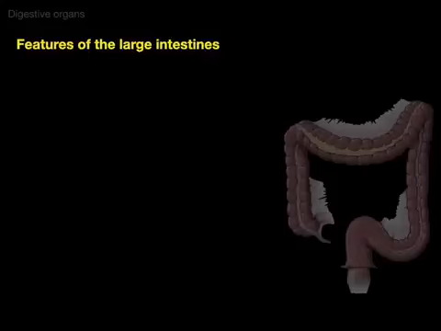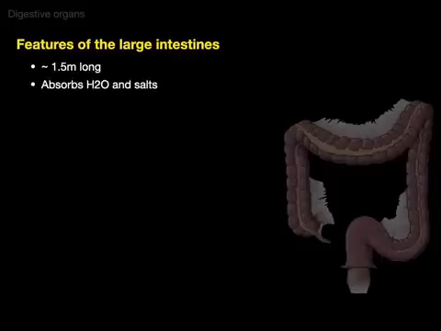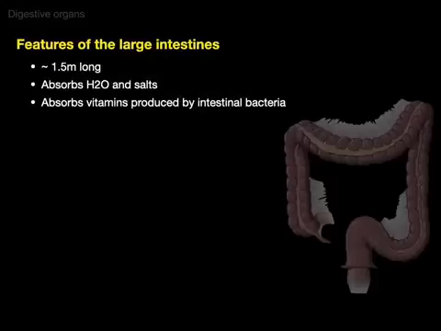What are some of the features of large intestines? Well, they're about 1.5 meters long. So they get their name because the luminal diameter is large compared to the small intestine, even though they're far shorter. The large intestines absorb water and salts, and also vitamins that are produced by the intestinal bacterial flora. And the colon basically compacts and then eliminates feces.